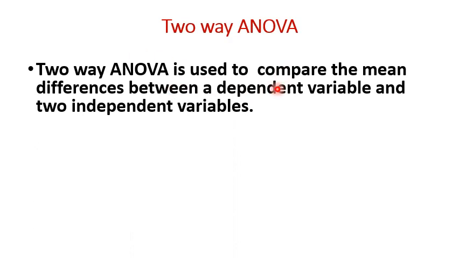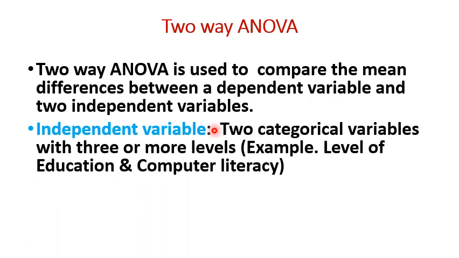Then next, two-way ANOVA. Two-way ANOVA is used to compare the mean differences between a dependent variable and two independent variables. So, two-way ANOVA is used to measure whether there is any significant difference between the mean values of a dependent variable and two independent variables. So, two-way ANOVA is used when there are two categorical independent variables. So, independent variables are two categorical variables with 3 or more levels.